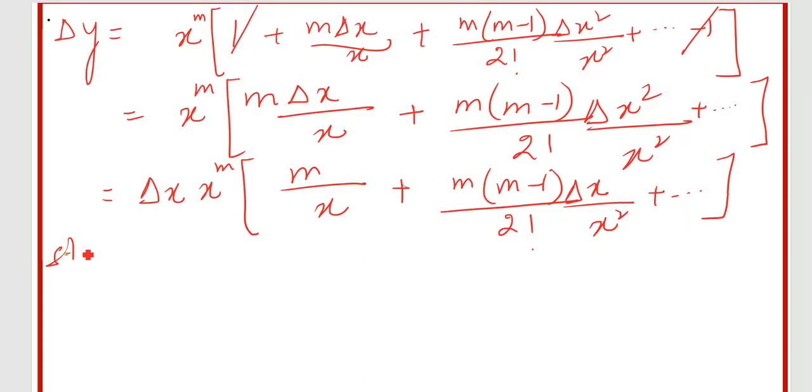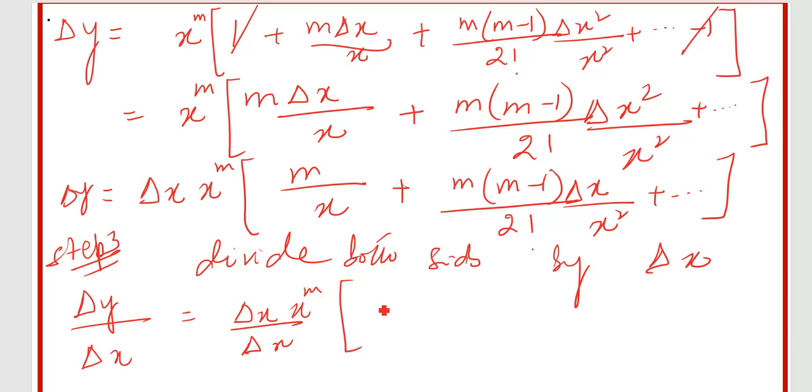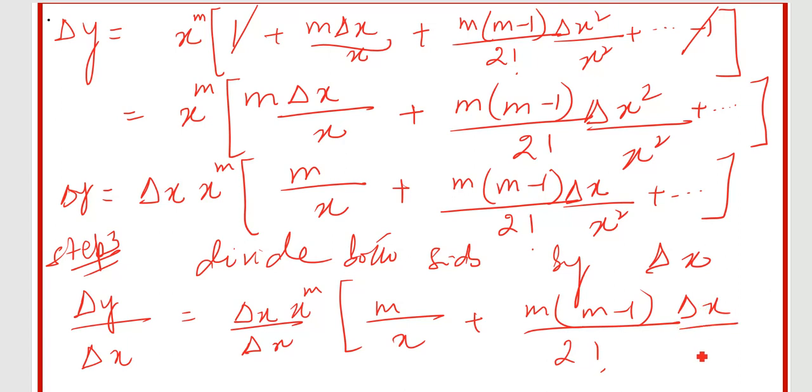Now our step number 3. In step number 3, divide both sides by delta x, and this is delta y here. So we have delta y over delta x, which is equal to delta x over delta x, x raised to power m, m divided by x plus m into m minus 1 divided by 2 factorial delta x over x square plus so on. So this delta x will cancel this. What is left? I will write down in the new slide.